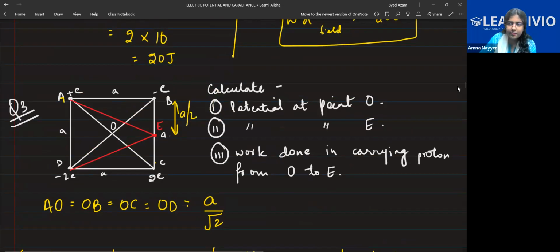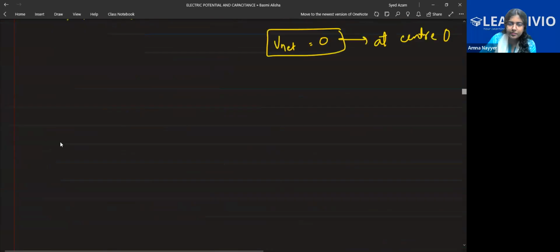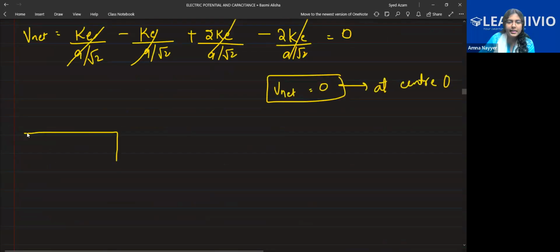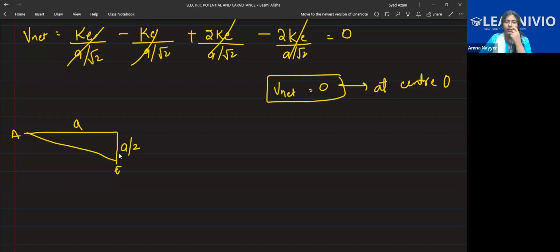Pythagoras theorem? Look, the second is like this. You have A, E. This is A by 2. This is A. We want this. AE or DE, both will be equal to it.